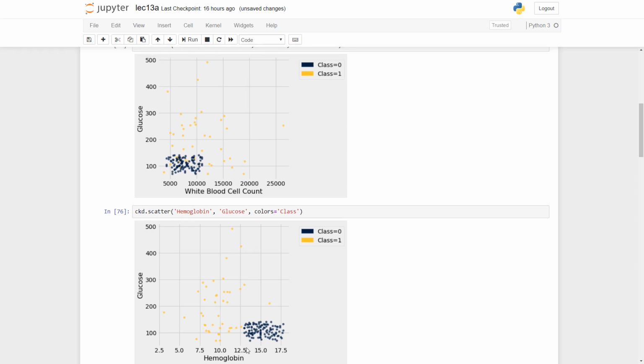Now in this case, it is clear that it is actually easy to separate or to distinguish between the patients of class 1 from the patients of class 0. So if we know the value of the hemoglobin and the value of the glucose, then we can say that if the value is in this area, then we should predict that the new patient belongs to class 0, which means that he or she will not be diagnosed with the disease.